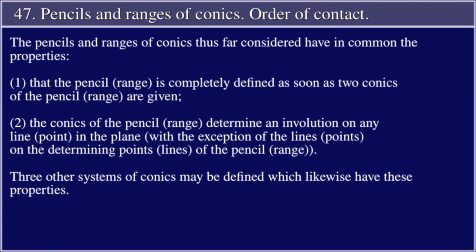The pencils and ranges of conics thus far considered have in common the properties: 1. That the pencil, or range, is completely defined as soon as two conics of the pencil, or range, are given. 2. The conics of the pencil, or range, determine an involution on any line, or point, in the plane with the exception of the lines, or points, on the determining points, or lines, of the pencil, or range. 3. Other systems of conics may be defined which likewise have these properties.